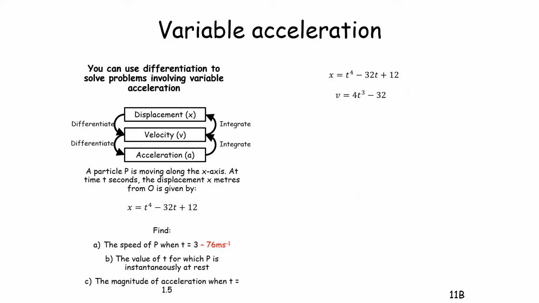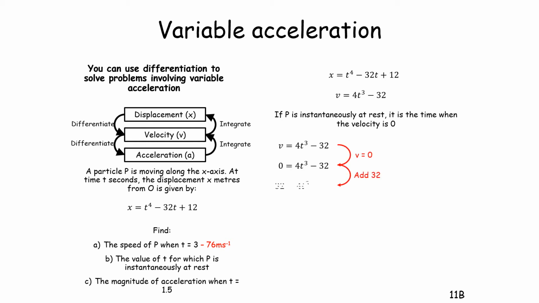So here we're asked to find the value of t for when this comes to rest. Well, same as before, for it to come to rest, the velocity would equal 0. So we set v equal to 0, and then we add 32, divide by 4, and if we cube root this, t would equal 2.